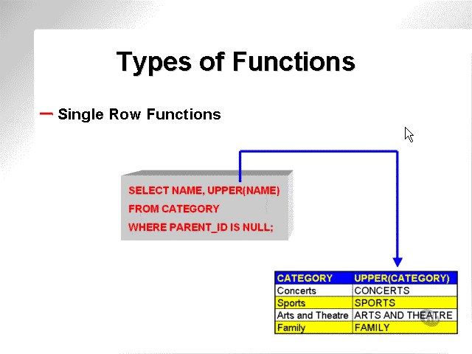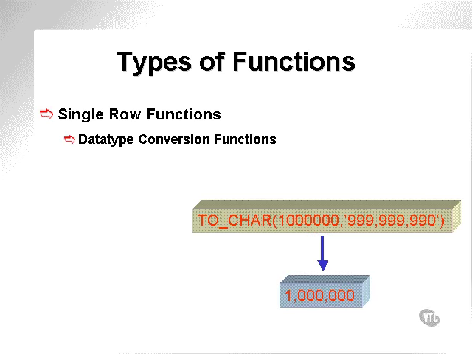For instance, as you can see in the example, I've selected the name twice from the category table, and I've executed upper on the name in the second column. All this means is that every category row selected from the category table will have the function upper applied to the name field. So the single row function implies that the function is applied to every row selected from the category table.